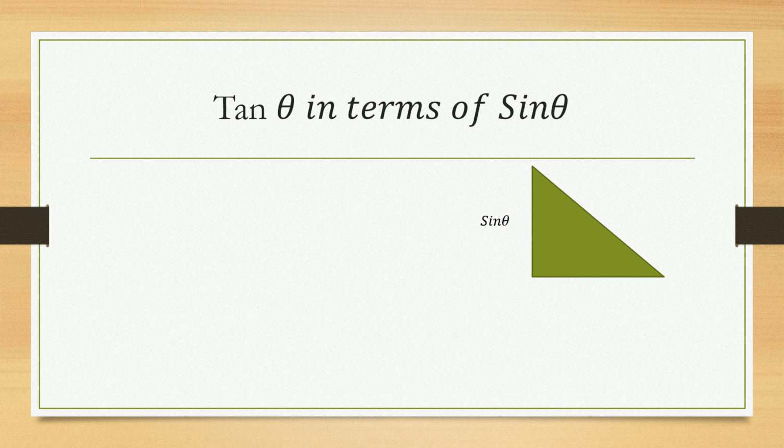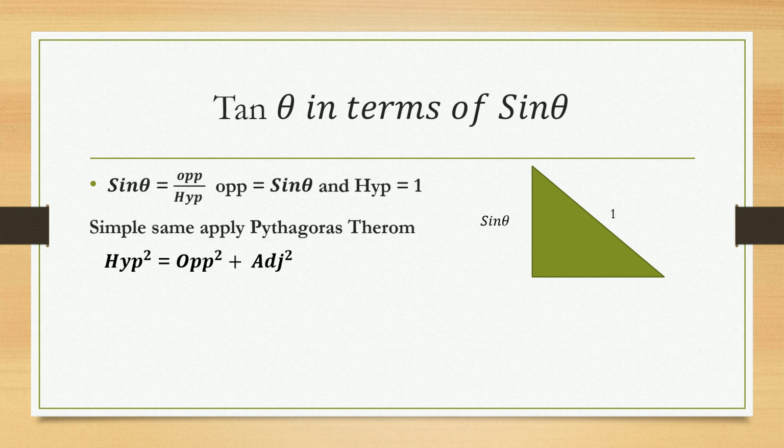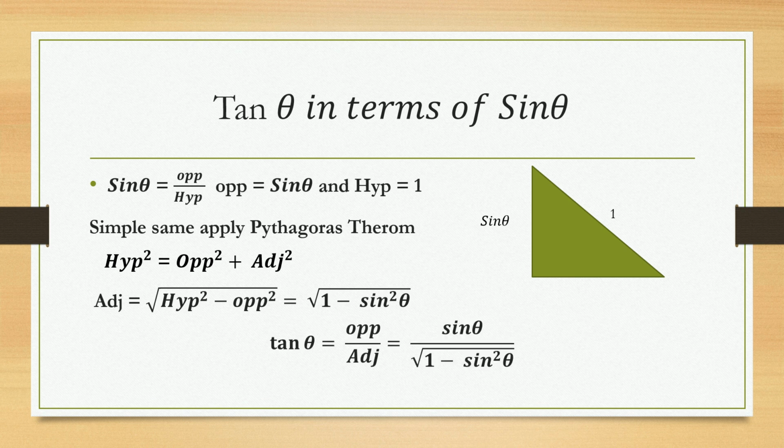Now observe the right angle triangle. We have taken opposite as sin theta and hypotenuse is 1. According to the Pythagoras theorem, what does the base of the triangle become? Root of 1 minus sin squared theta. As per the definition, tan theta is opposite by adjacent. Opposite is sin theta, adjacent is root of 1 minus sin squared theta. Hence, tan theta is equal to sin theta by root of 1 minus sin squared theta. Thus, we have expressed tan theta in terms of sin theta.